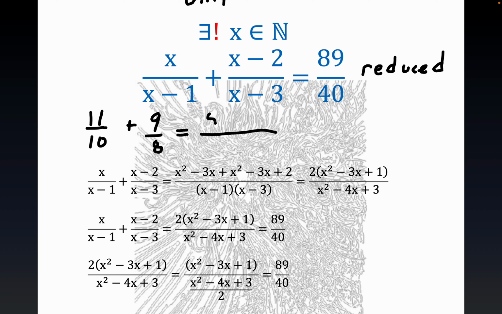88. 9 times 10 is 90. So 90 right there, folks. And then, of course, the product of 8 and 10 is 80. And this is equal to what? 190 plus 88 is 178 over 80.